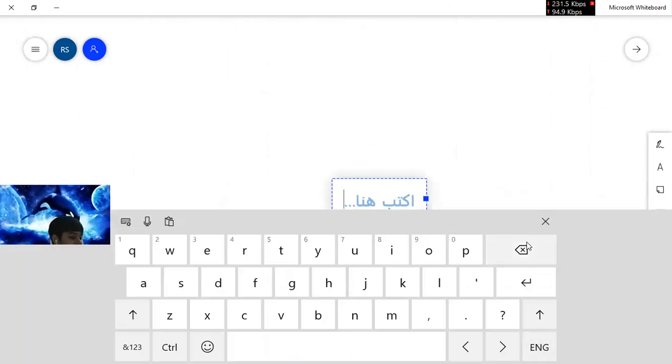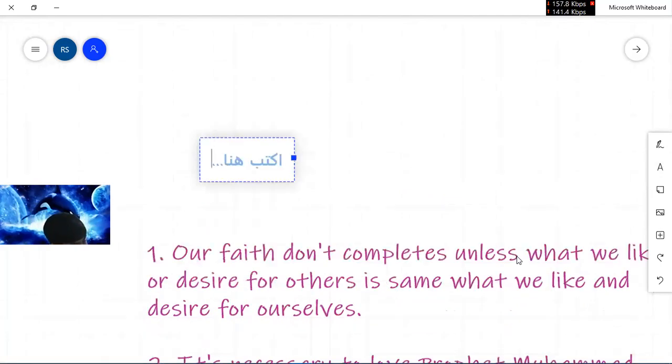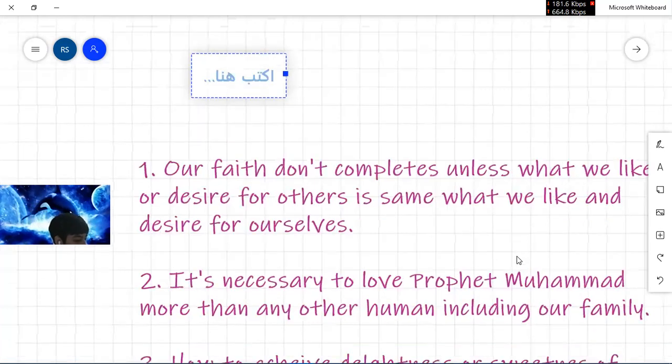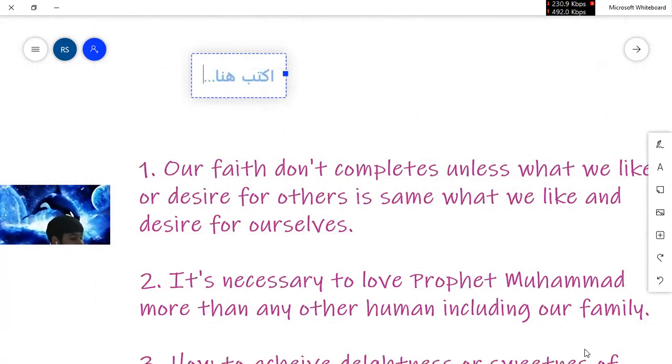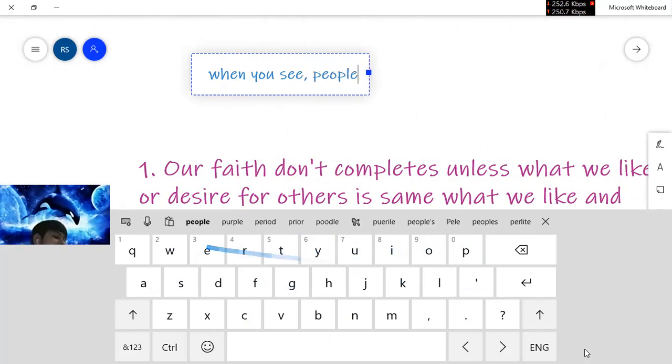Okay, let me write today's date. What is this date? 2nd August. Oh, now it's August. Wow. Second Aug. And then write Hadith. This is 51. Okay, then. Can you see? Okay, you need to write that.